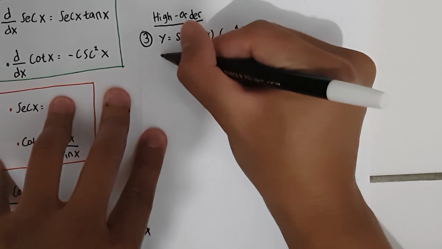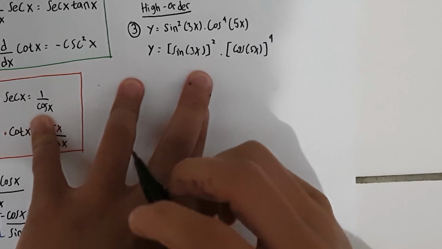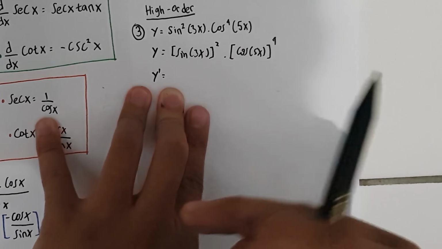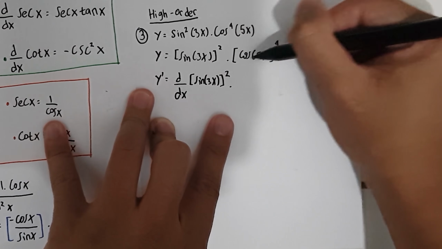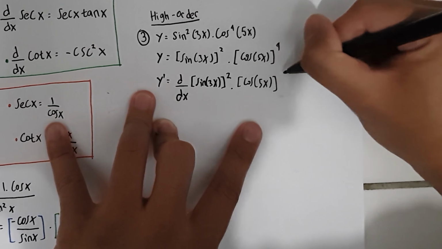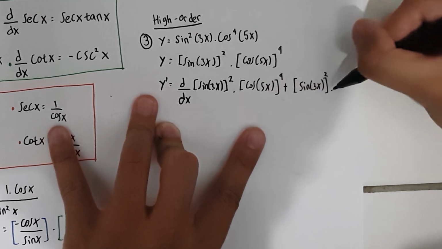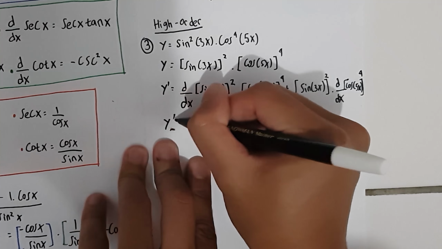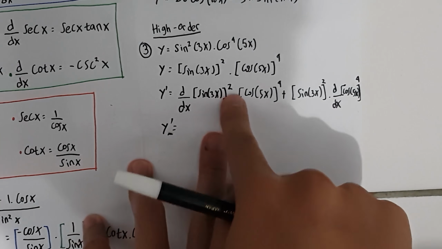So for the other example, instead of power 1, we move to the higher order. So we simplify the question, and then we need to use the product rule and chain rule. So to do this, we know that we need to derive the sinus of 3x squared times the cosinus of 5x to the power 4 plus the sinus 3x squared times the derivative of the cos 5x to the power 4. Then we simplify it.